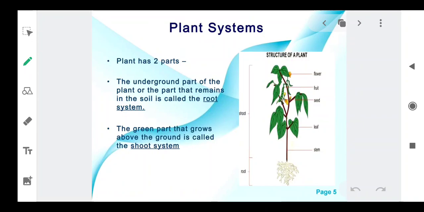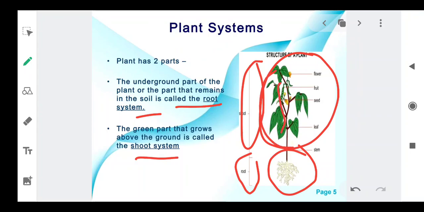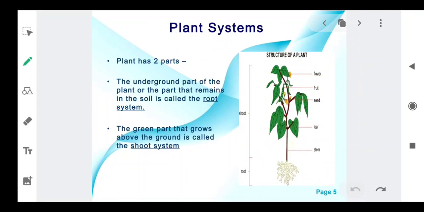Next we are moving to the plant system. In a plant we generally have two parts: one is the shoot part and another is the root part. The upper part is known as the shoot part and the lower part is known as the root part. The underground part of the plant, that remains in the soil, is called the root system. The green plant that grows above the ground is called the shoot system. The green part and the brown stem, branches and everything are known as the shoot system, whereas the ground part is known as the root system. I hope you have understood what is root system and what is shoot system.